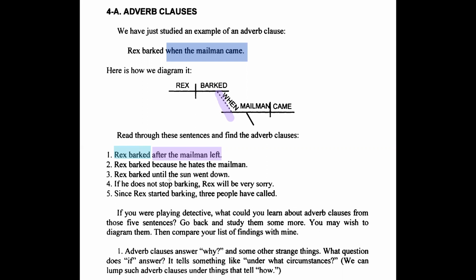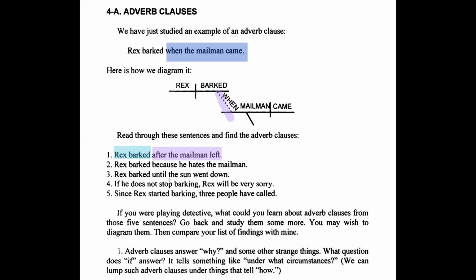What question does after the mailman left answer? Well, it answers when. And so we know that this is an adverb. Also, after here is a subordinating conjunction. The easiest way to tell an adverb clause is to look for the subordinating conjunction. This is because, as we're going to see shortly, adjective clauses have relative pronouns. But we'll get there.